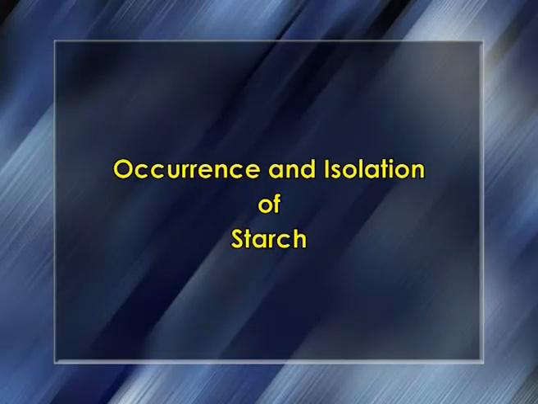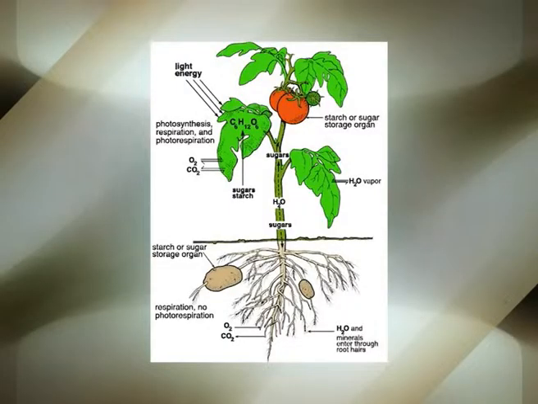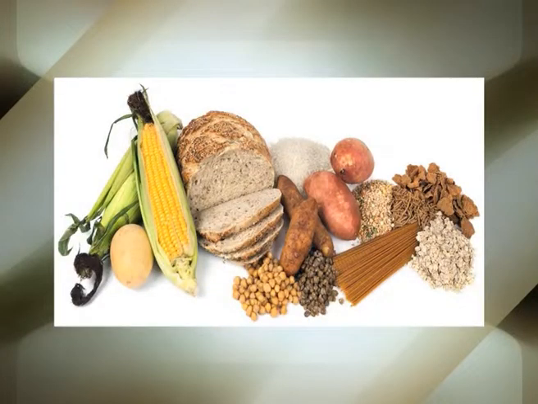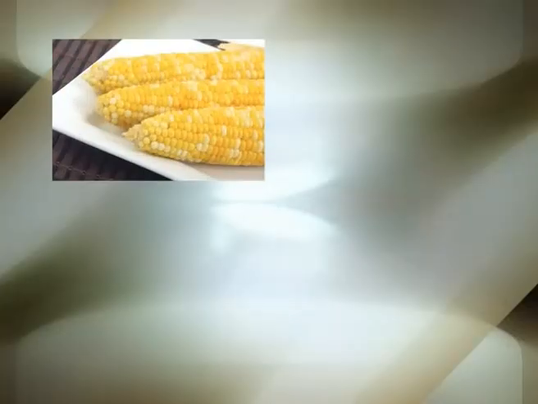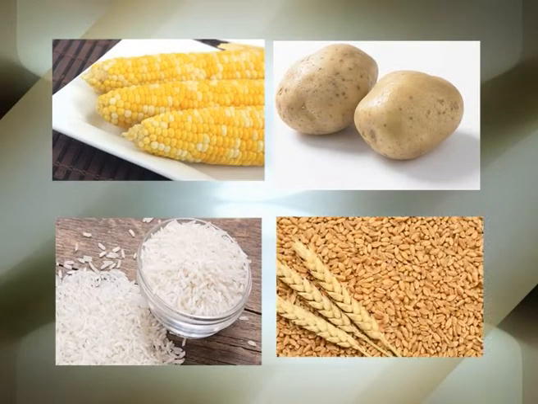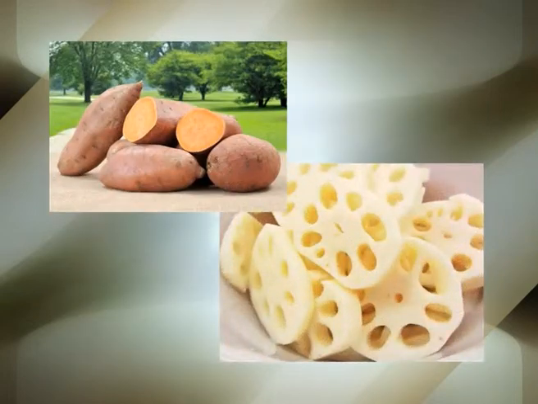First, let us know about the occurrence and isolation of starch. Starch is widely distributed in various plant organs as a storage carbohydrate. As an ingredient of many foods, it is also the most important carbohydrate source in human nutrition. In addition, starch and its derivatives are important industrially, for example, in the paper and textile industries. Starch is isolated mainly from sources such as corn, potato, rice, wheat, sweet potato, lotus root, etc.